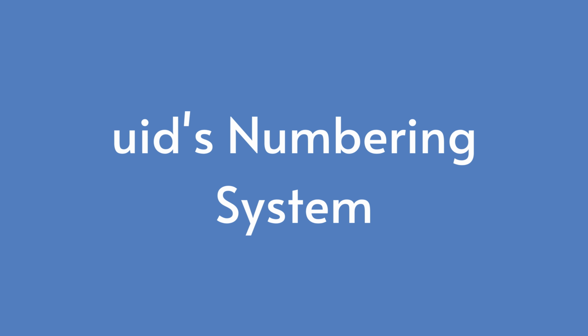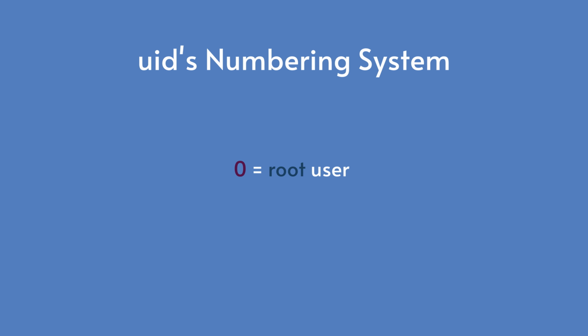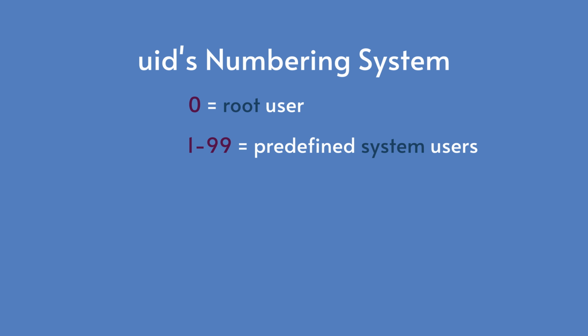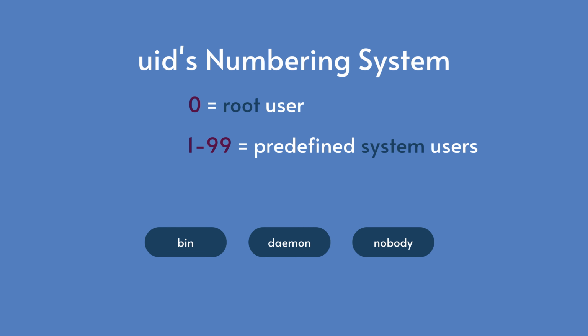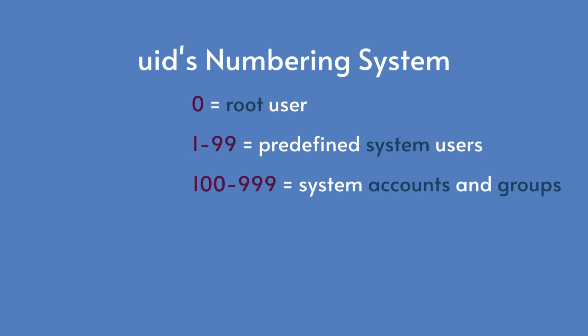There are various types of UIDs, not exactly types, but ranges. For example, 0 is for the root user, 1 to 99 is reserved for predefined system users, also called pseudo users, such as bin, daemon, nobody, etc. These users run processes and own system files. The third series, 100 to 999, is reserved for system accounts and groups, including system users added by software packages. 1000 and above are typically used for regular users, basically non-system users.